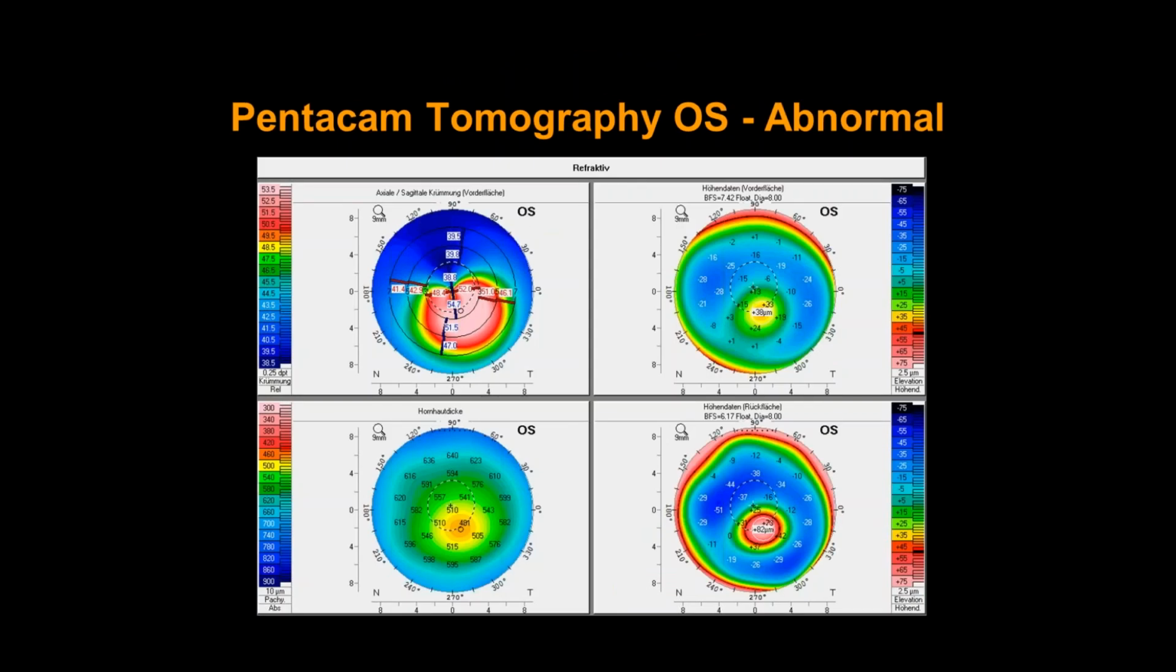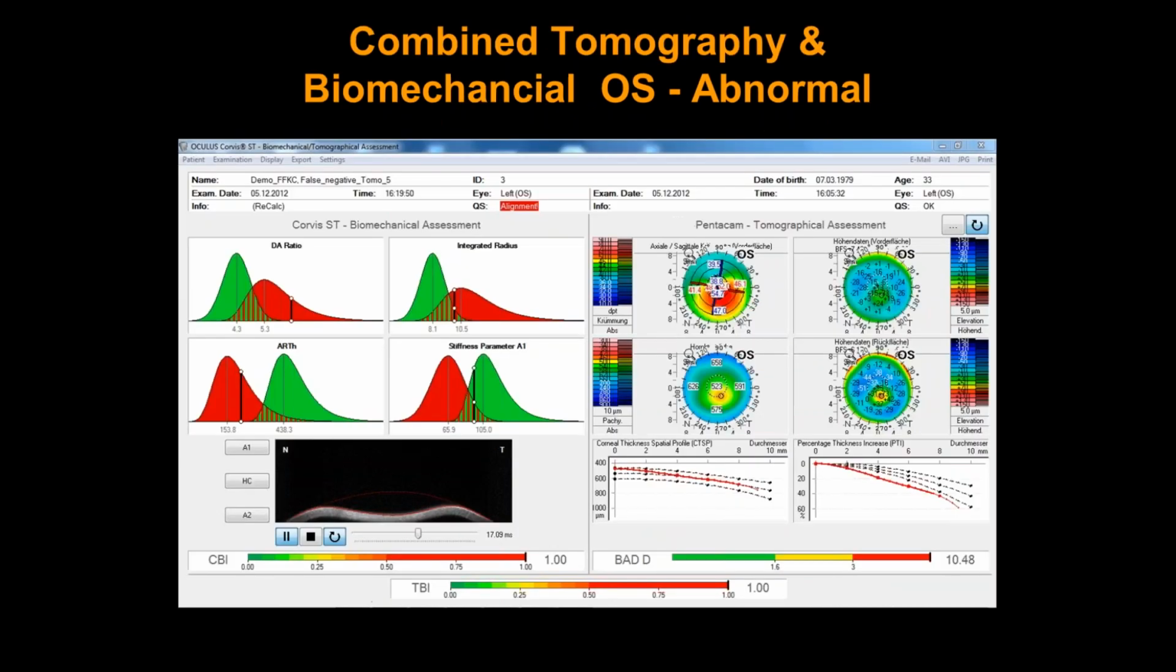The left eye tomography is blatantly abnormal. I don't have to go over the details. We've talked about that before. But now when we look at that combined printout, we see way abnormal biomechanical elements on the CBI. We see way abnormal Belin Ambrosio, and of course way abnormal TBI, or the combination of both of them.